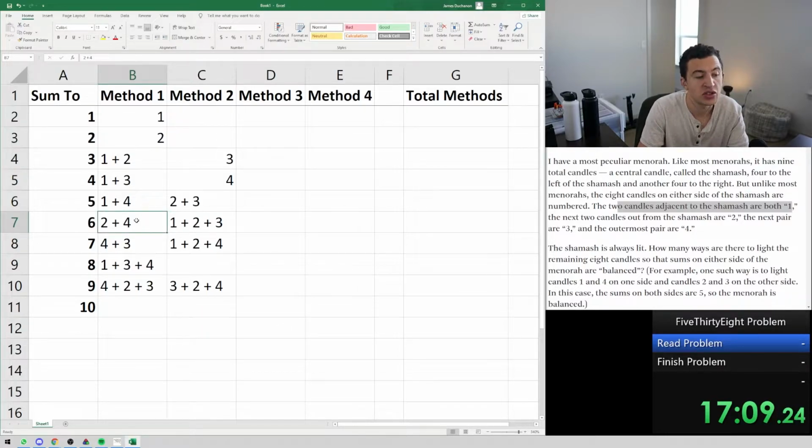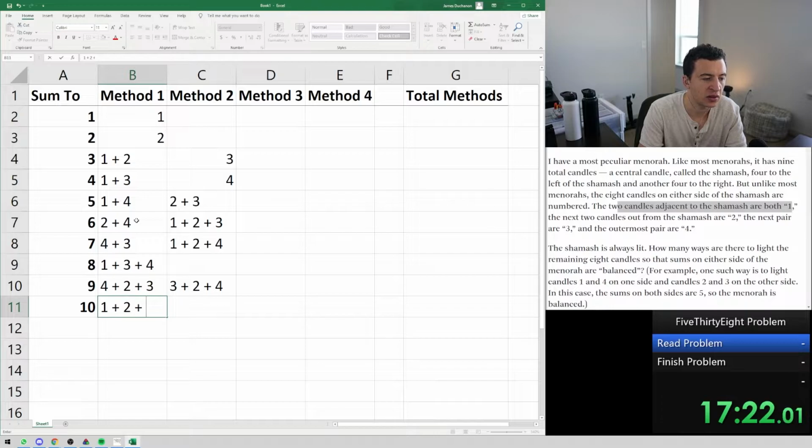If I use the 2, that leaves me with 7. Oh, I can do that. Oh, but I already wrote that down. It's this one, that'd be 4 plus 2 plus 3. Cool. So that's all I can do. And then we know that there's only one method to get to 10, which is summing all of these puppies together.